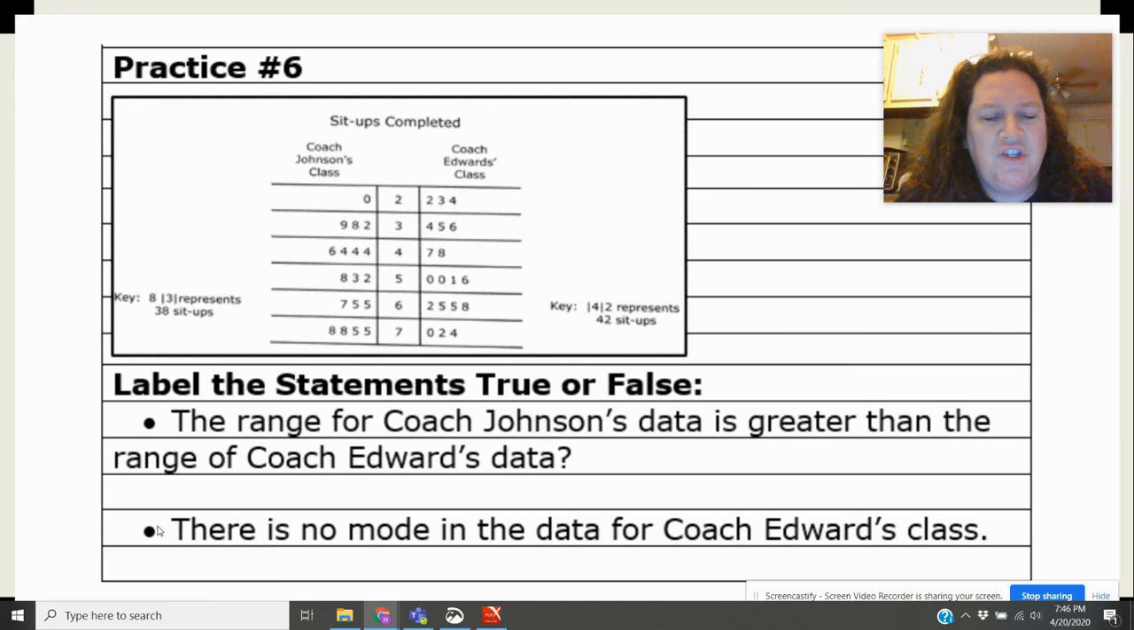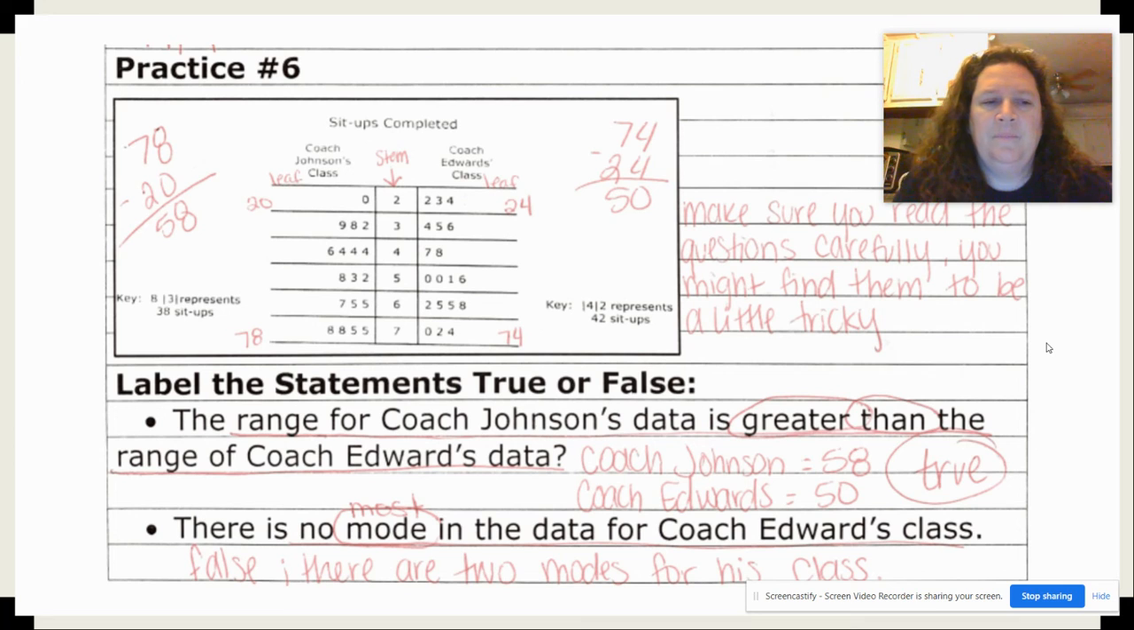And so the first question reads, and these are true or false, the range of Coach Johnson's data is greater than the range of Coach Edwards' data. And then the second one says there is no mode in the data for Coach Edwards' class. So always label, if you're given one, stem and leaf.